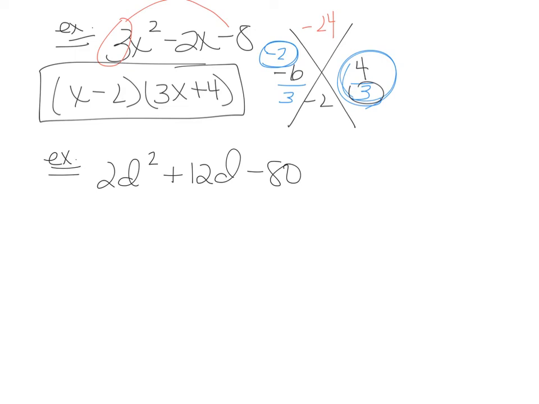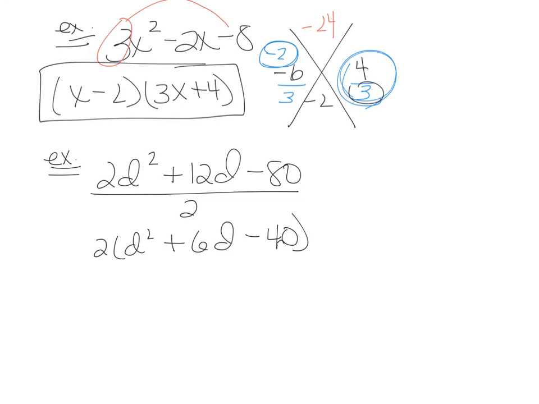First question you should ask yourself, is there a GCF? Yes. Divide everybody by 2. So I'm left with d squared plus 6d minus 40. Now, I have to do the x method with the leftovers. Can I do the x method, or do I have to do the x method with slide and divide? I can just do the x method because there's no number in front of d squared. So negative 40 and 6.